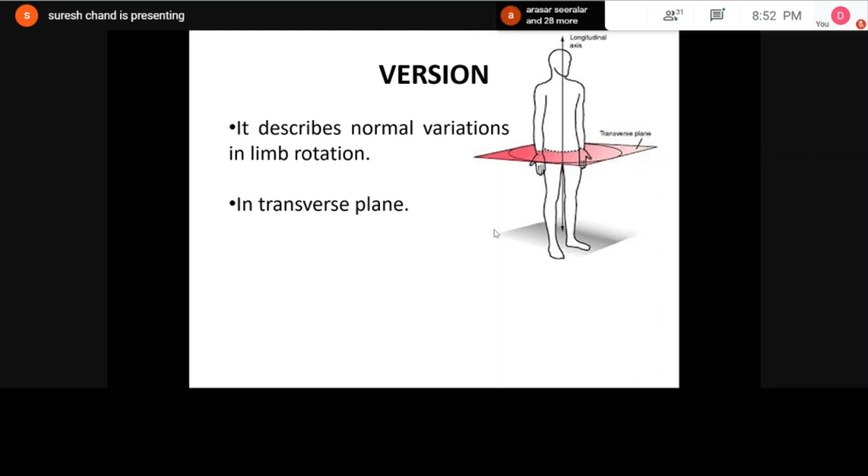The term version describes the normal variation in limb rotation in the transverse plane. For example, if we talk about the hip joint, the flexion and extension are in the sagittal plane, the adduction and abduction are in the coronal plane, and the rotations, the internal rotation and external rotation, are in the transverse plane. That is the plane where the version is described, that is the plane we are talking about when we talk about version.